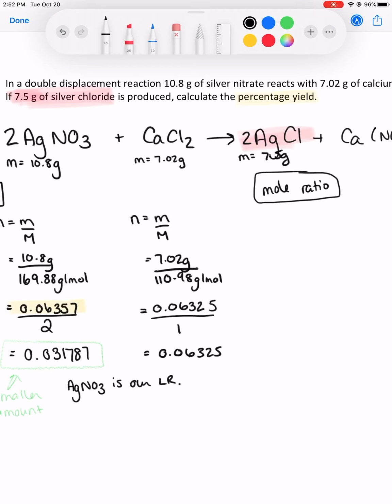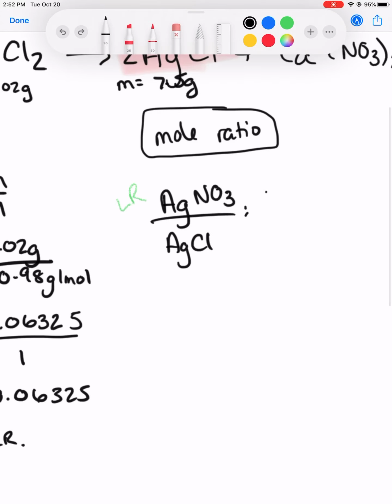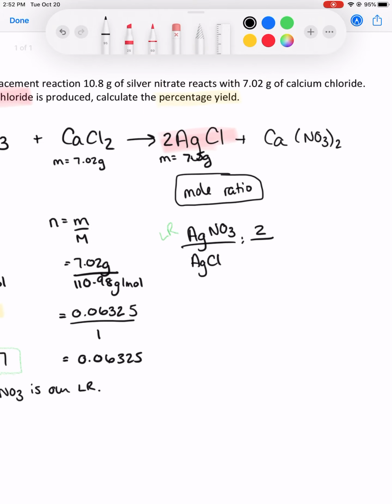We are comparing silver nitrate with silver chloride. We're doing silver nitrate because that's our limiting reagent, and we are doing silver chloride because we know that 7.5 grams of it is produced. Okay, so that's the amount in question. So how many moles of AgNO3? We have 2. How many moles of silver chloride? We have 2.